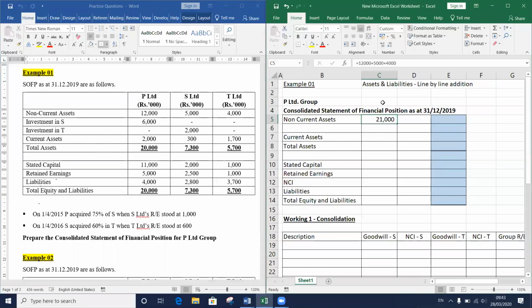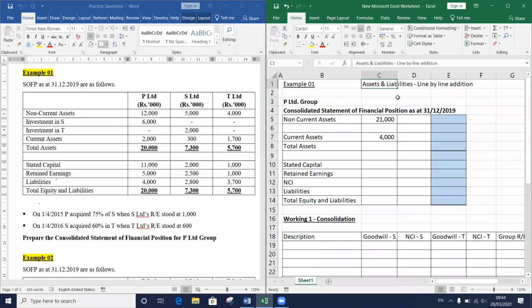Current assets. Another asset component. Right? By current assets I mean inventories, trade receivables, other receivables, whatever item is there. What we do is line by line addition. P Limited has current assets worth 2000. S Limited has current assets worth 300. T Limited has current assets worth 1700. So altogether for these three companies there are current assets worth 4,000, right?